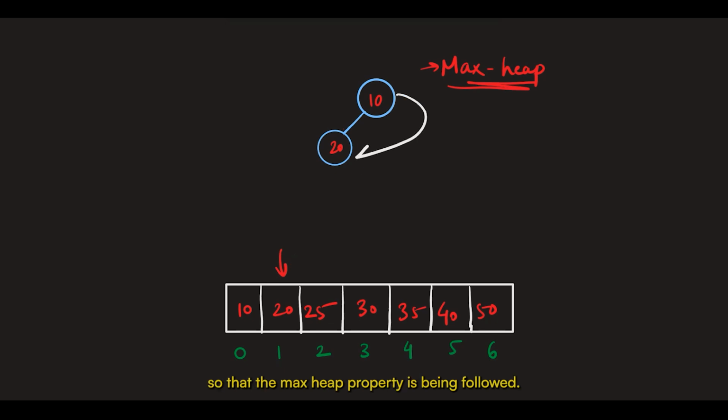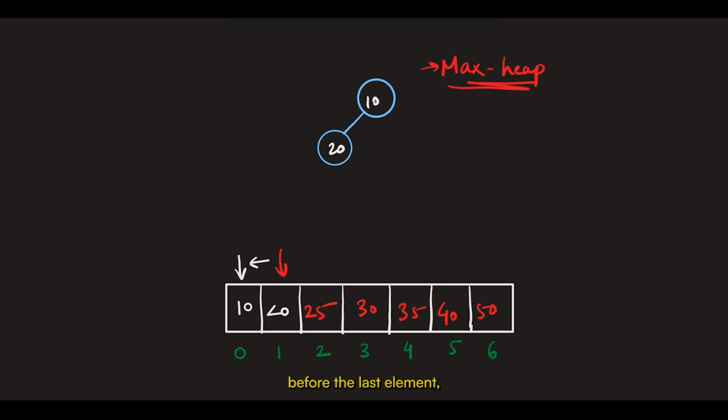Now we need to bubble down 10 so that the max heap property is being followed. Now the max heap property is being followed, so we can move on and try to delete 20. For deleting 20, we need to first replace it with the last element, which is 10. Then we update the pointer so that it points to the element before the last element, and we delete the last element from the heap.